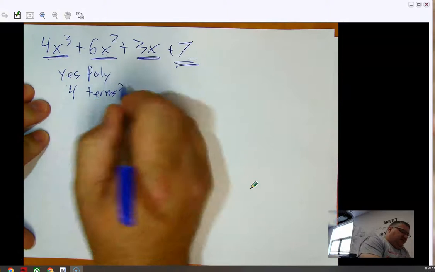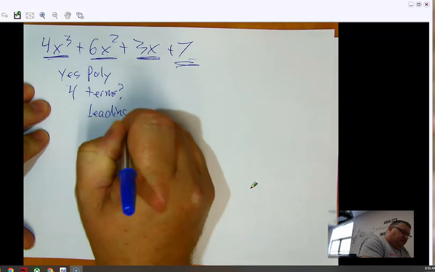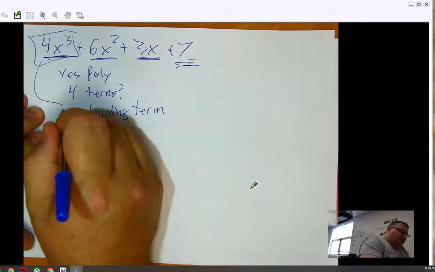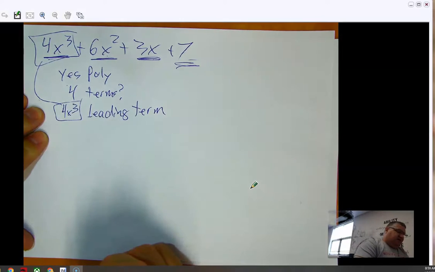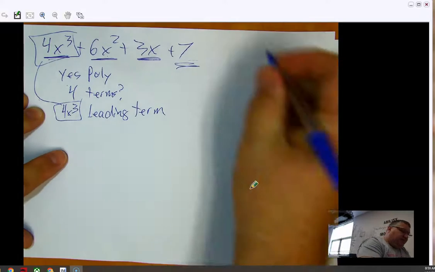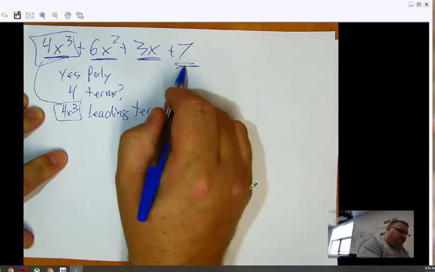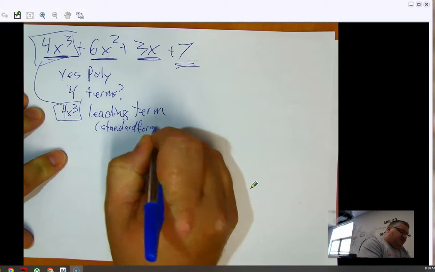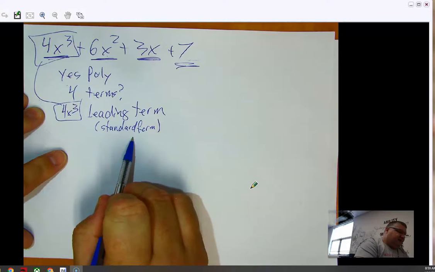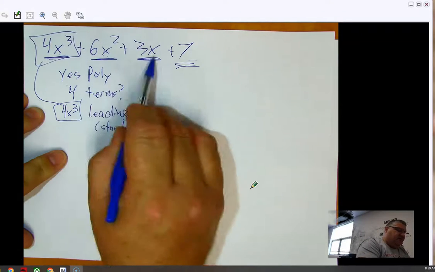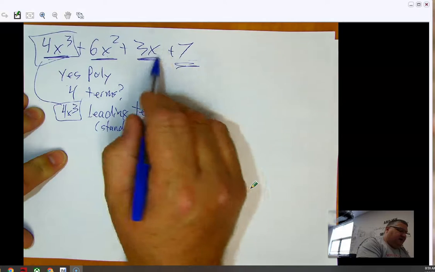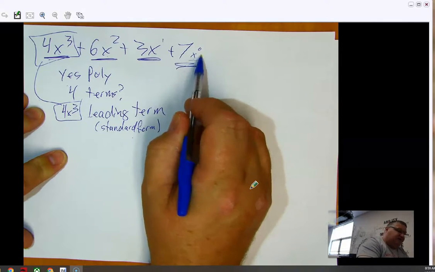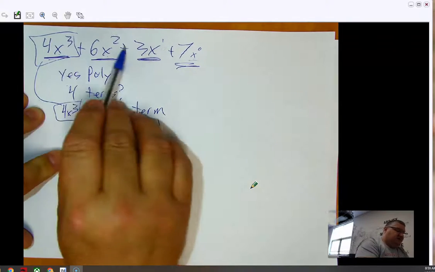And then we say, okay, fine, what is the leading term? Well, the leading term would be the one in the front, so that's got to be 4x cubed. That is the whole leading term. Now, let's be careful. This needs to be in standard form. What is standard form? It's when I go from the highest power to the lowest power. X cubed, x squared, x to the 1, x to the 0. Again, I don't need to write that because it's kind of unnecessary, but I want you to see 3, 2, 1, 0.